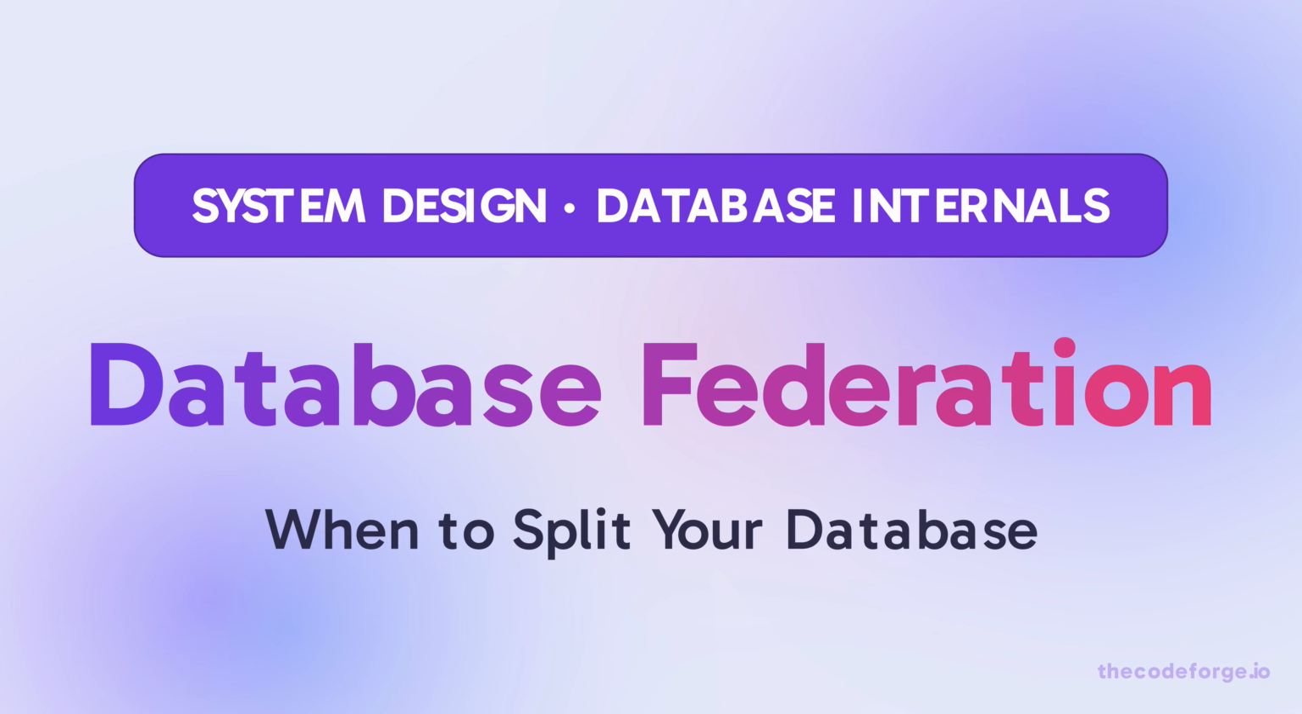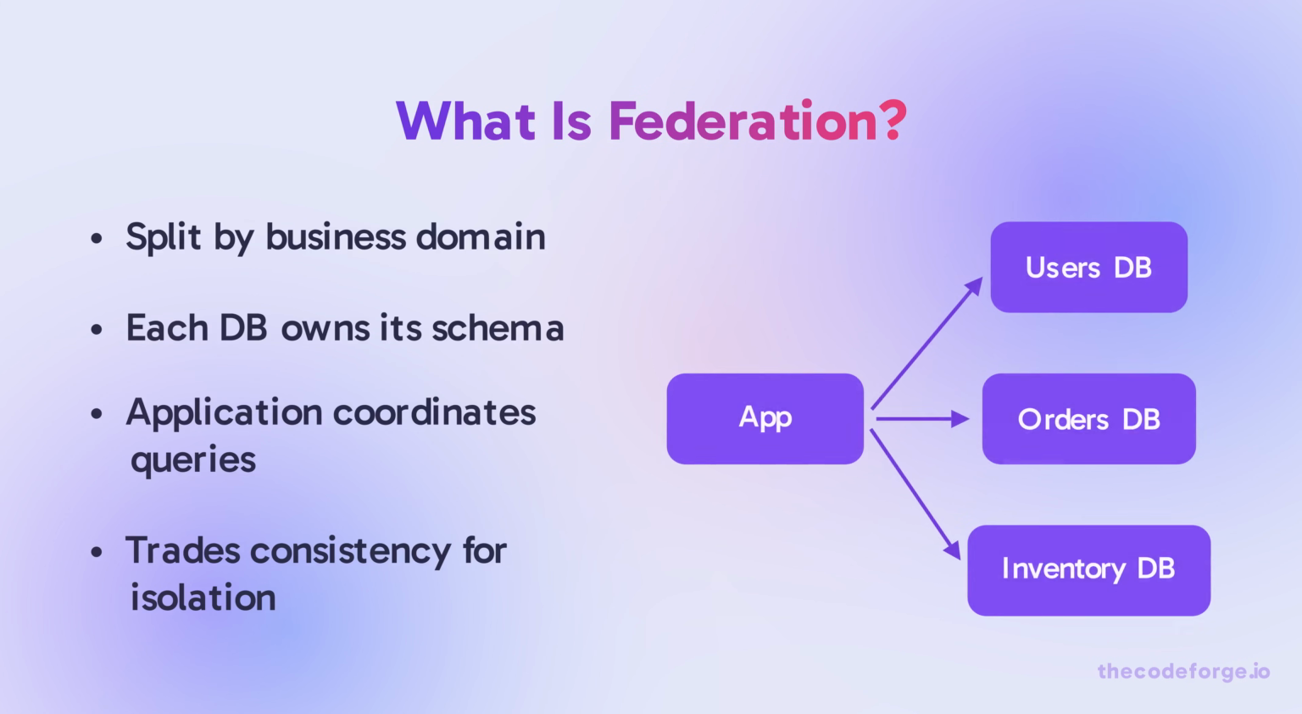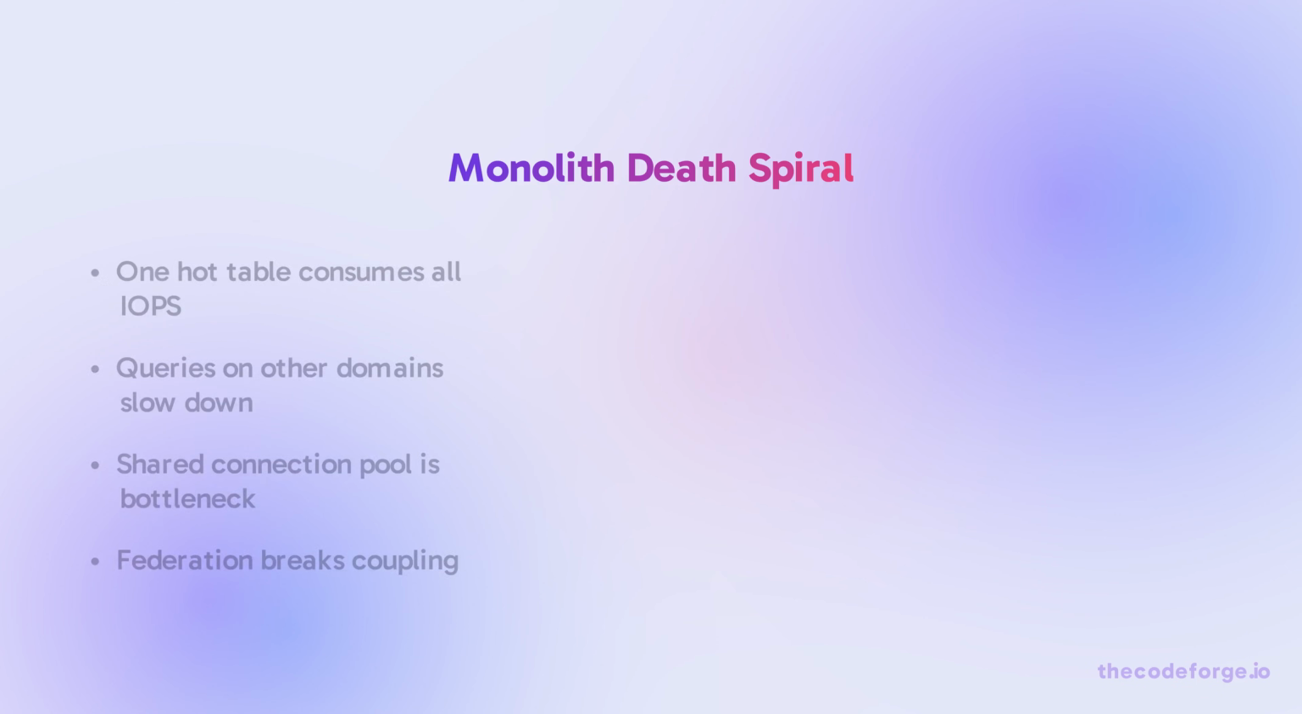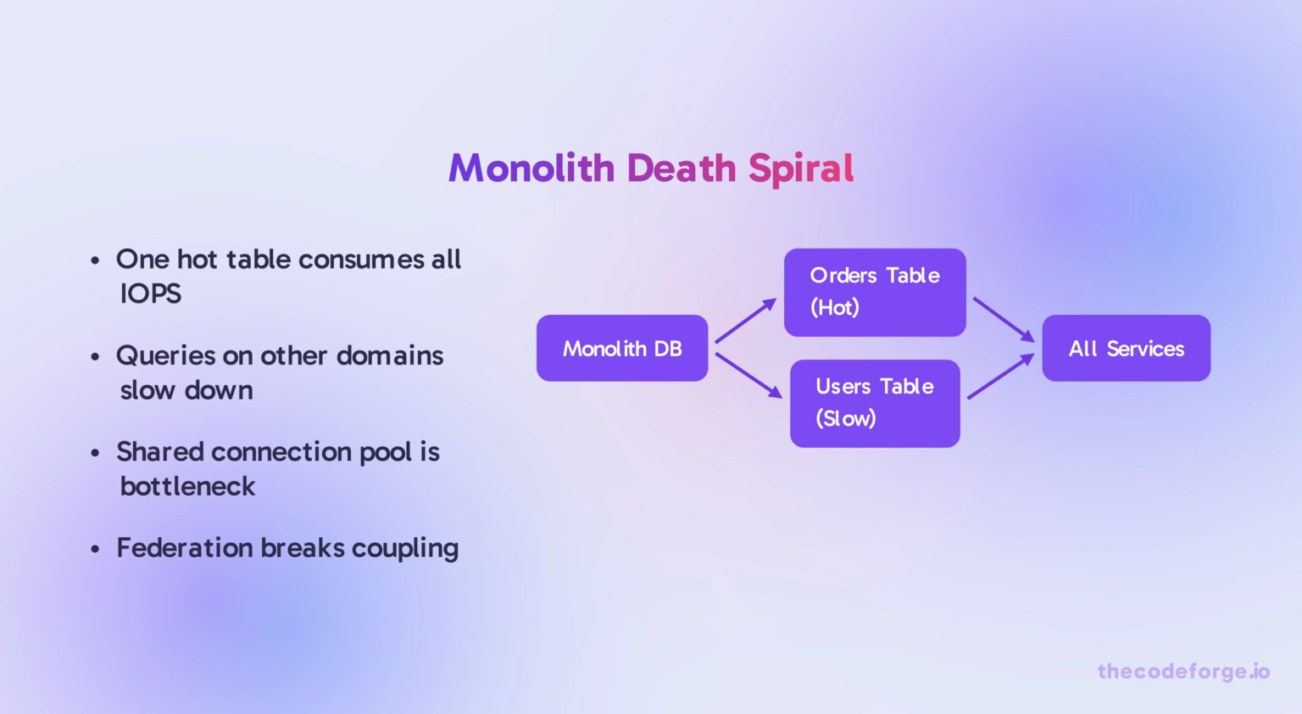Before we dig into that production issue, let's cover database federation. Database federation partitions data by business domain into separate databases. Each database is independent, and the application layer handles cross-database coordination. This gives you independent scaling and clear ownership, but you lose the ability to join across databases in a single query. A single database works great until one hot table, like orders during Black Friday, consumes all IOPS.